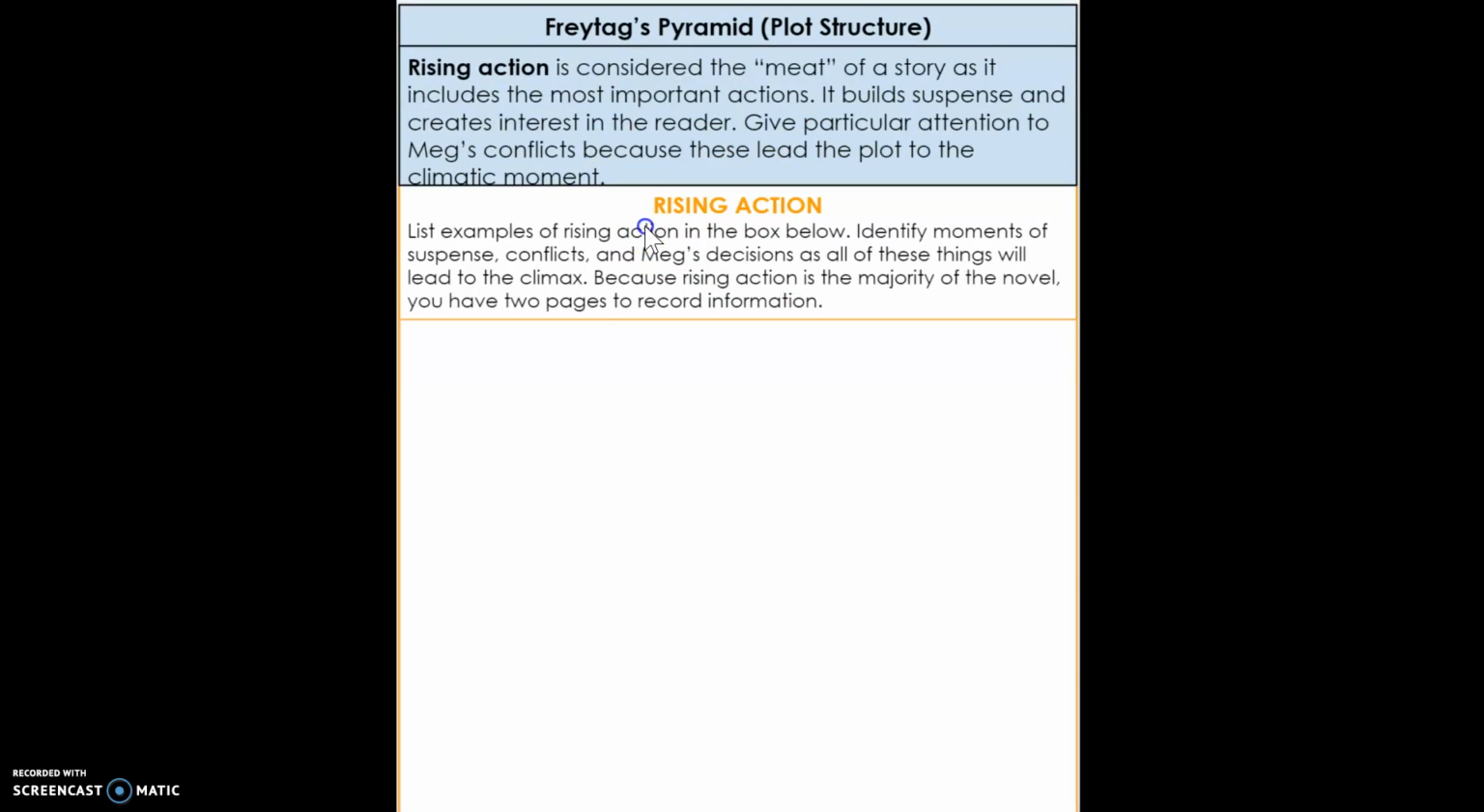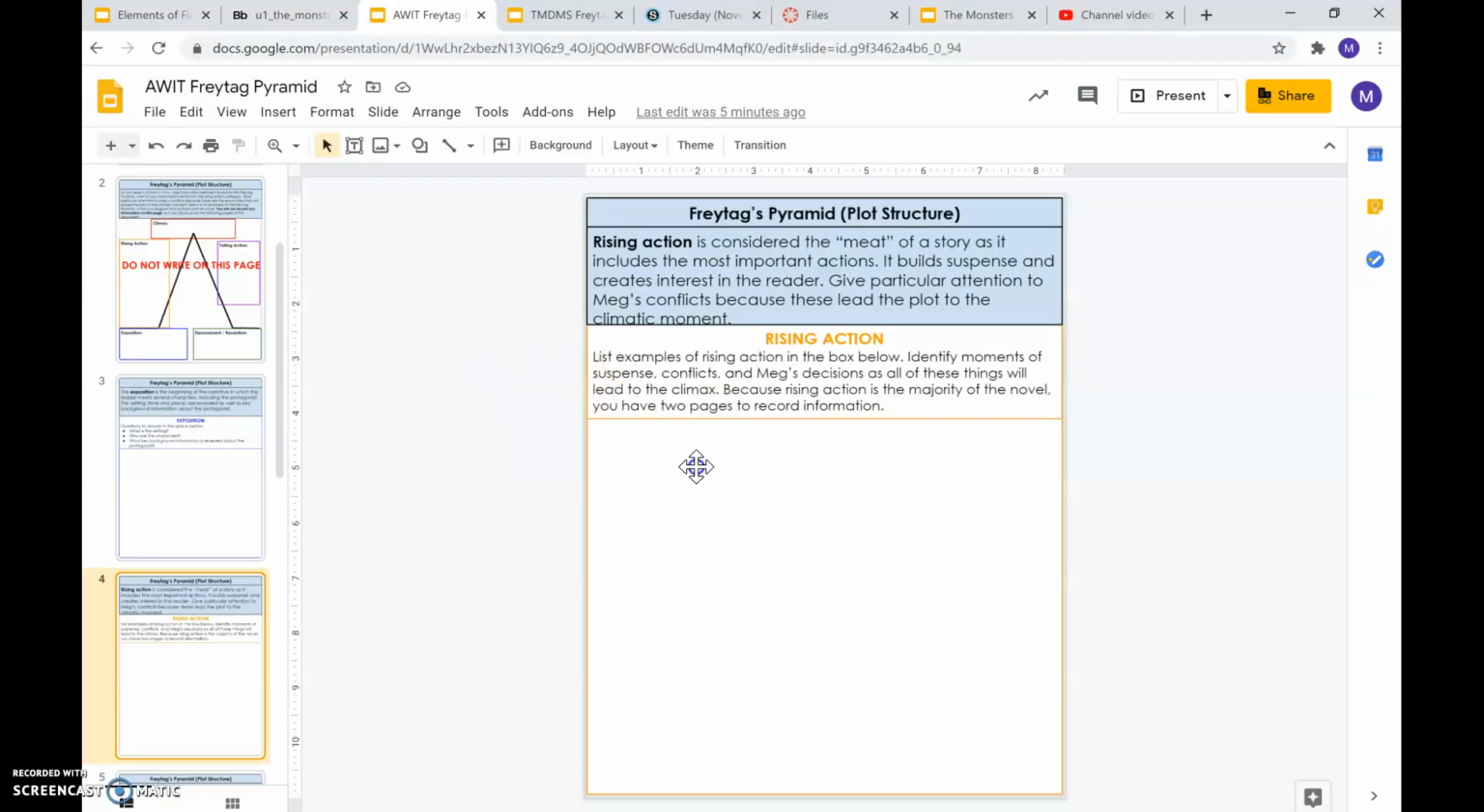Now, rising action is considered the meat of a story because it includes the most important actions. The rising action is going to be the section of the story that builds suspense and creates interest in the reader. This is the part that keeps us on the edges of our seats. It keeps us invested in the story. And you want to give special attention to Meg's conflicts because these lead the plot to the climactic moment. So I want you to list examples of rising action in the box below. Again, if you are one of Miss Robertson's kids, all you have to do is click in this text box.